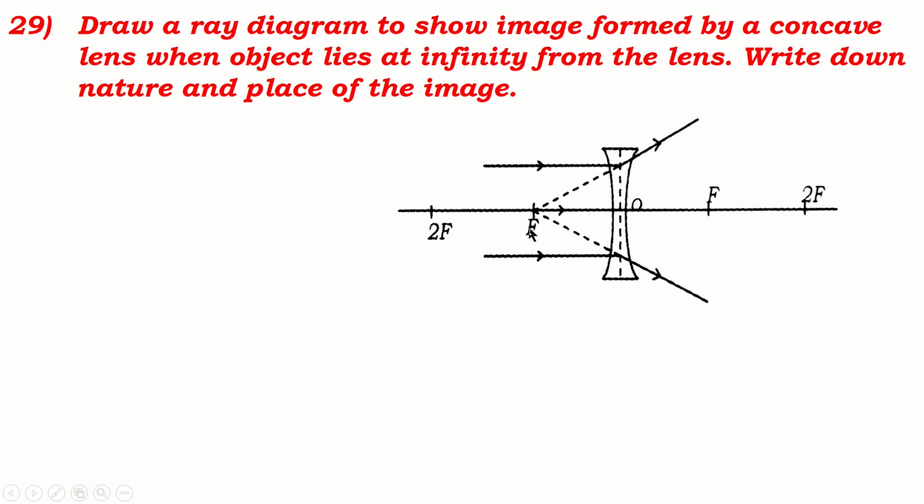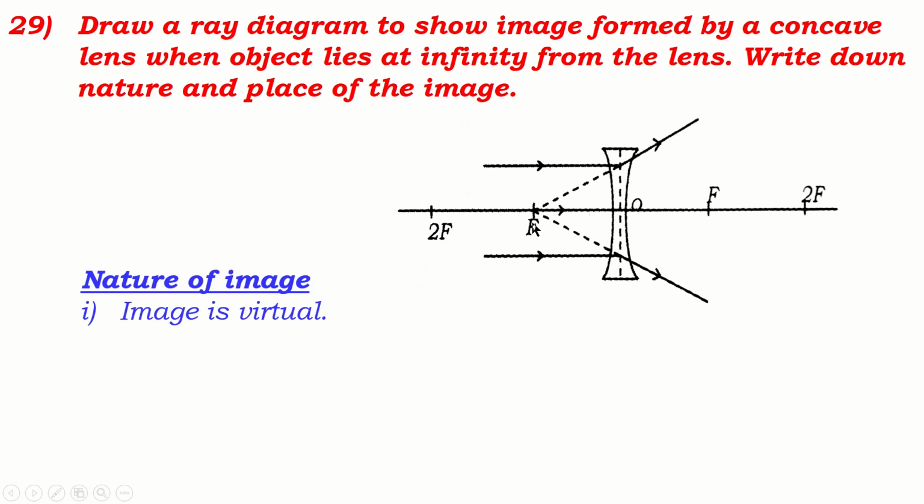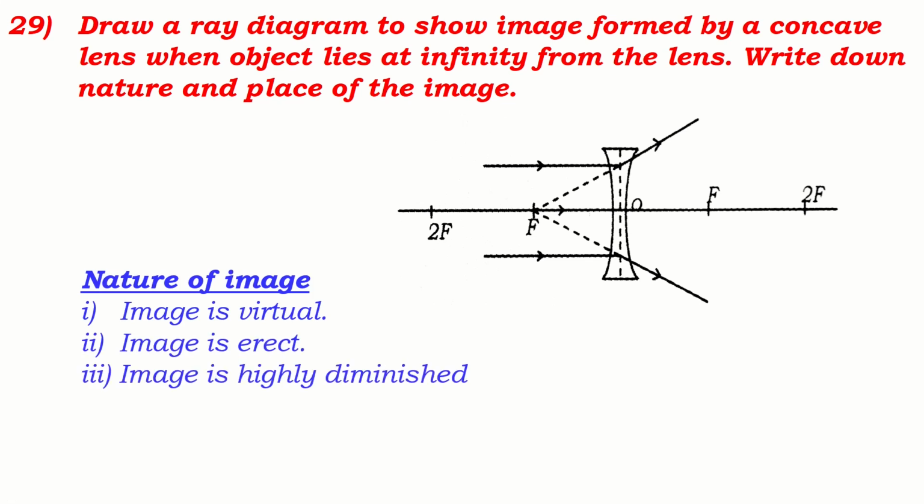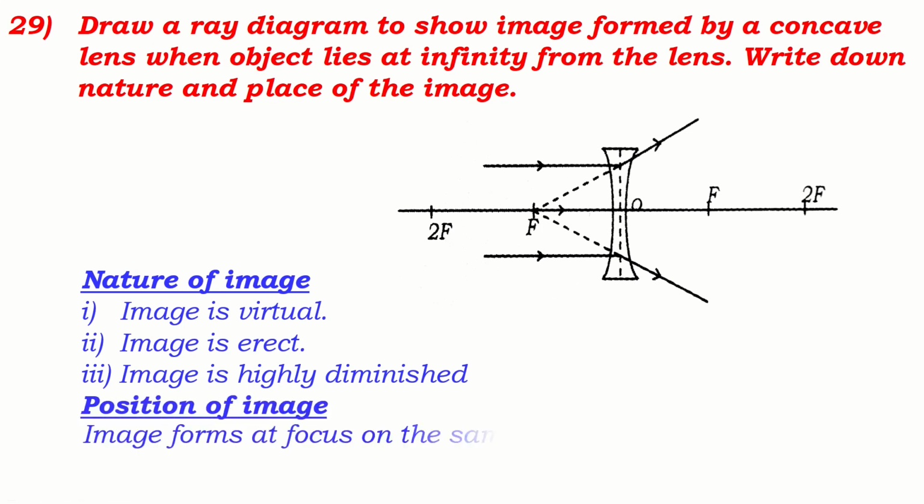That's why this image is virtual. We can write image is virtual, image is erect. Virtual image is normally erect, and image is highly diminished because it cannot be seen in this diagram also. It is very small, that's why it cannot be seen in this diagram. And these are the nature of image and place of image or position of image. Image forms at focus on the same side of the lens.